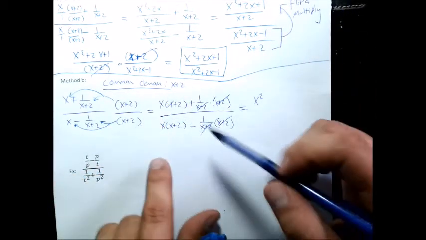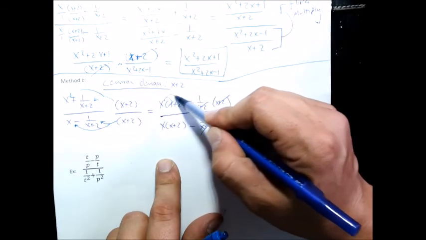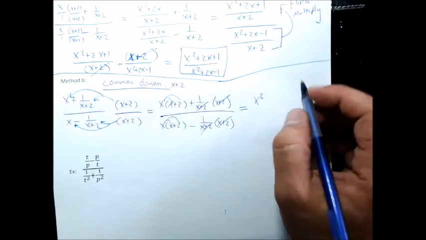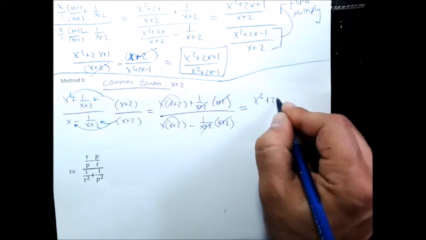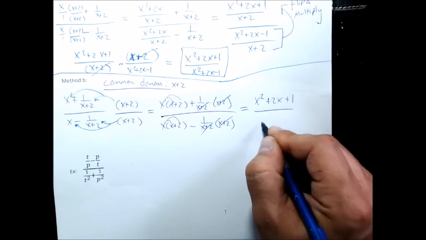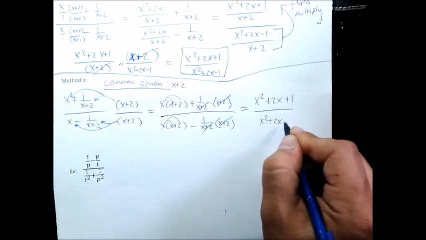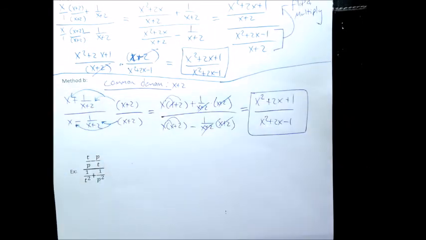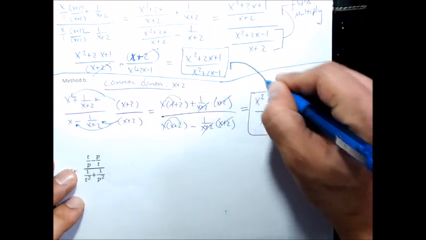I'm going to multiply this out too, right? I'm going to send this x through here, and I'm going to send this x through here. So we have to do the distribution, but then we'll get the same answer. We'll get x squared plus 2x plus 1 over x squared plus 2x minus 1. And you can see that these two things are the same.